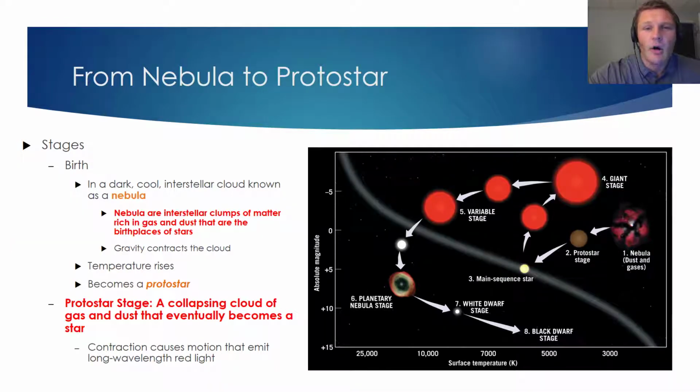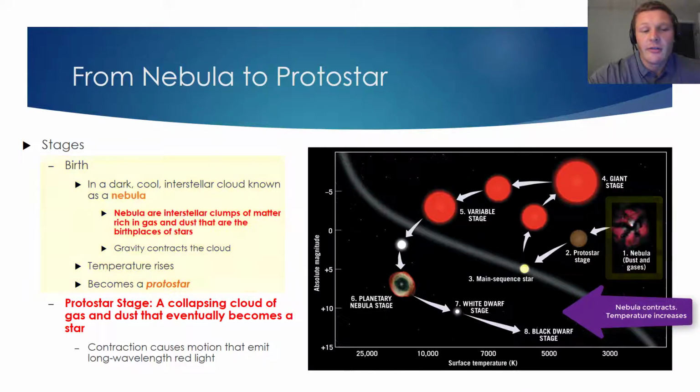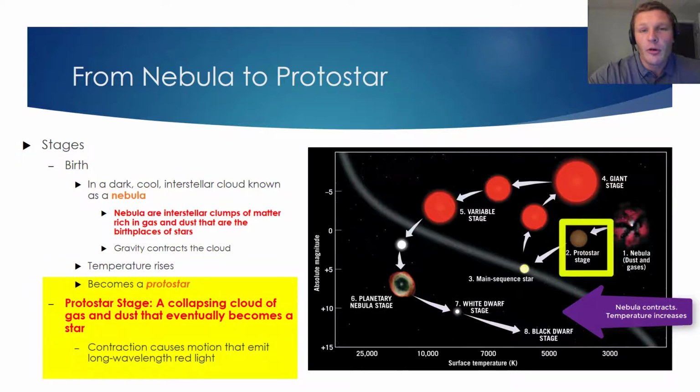At this point, I'm going to overview stellar evolution from birth to death. Star birth takes place in a dark, cool interstellar cloud known as a nebula. And a good working definition for a nebula is an interstellar clump of matter rich in gas and dust that serves as the birthplace for stars. Now over time, the force of gravity is going to contract that nebula. And as that occurs over a long period of time, the temperature inside the nebula will rise. Eventually, a protostar will form.